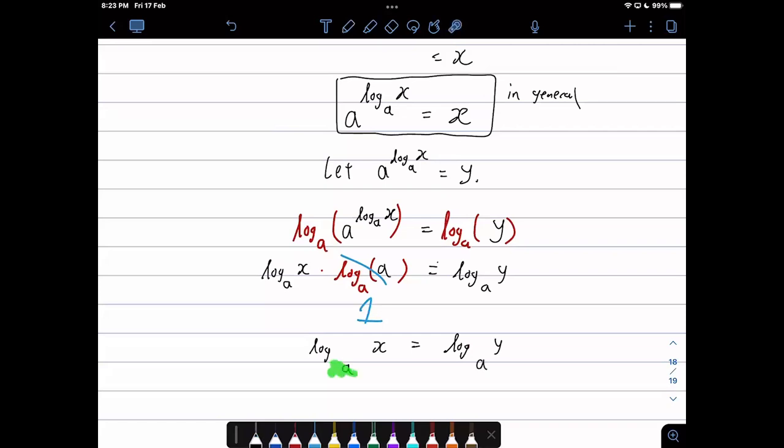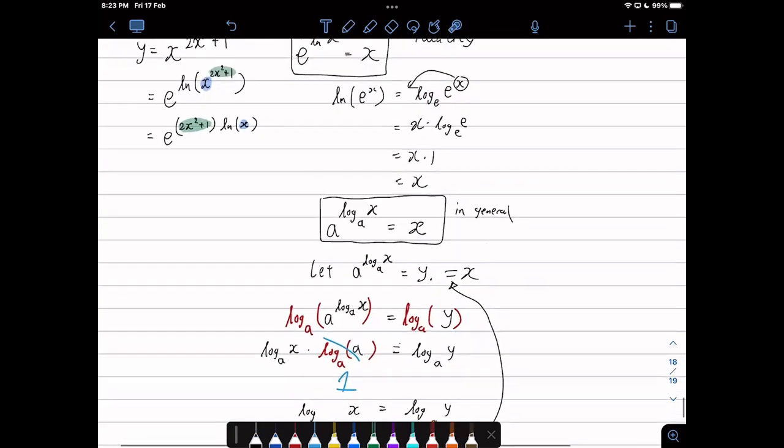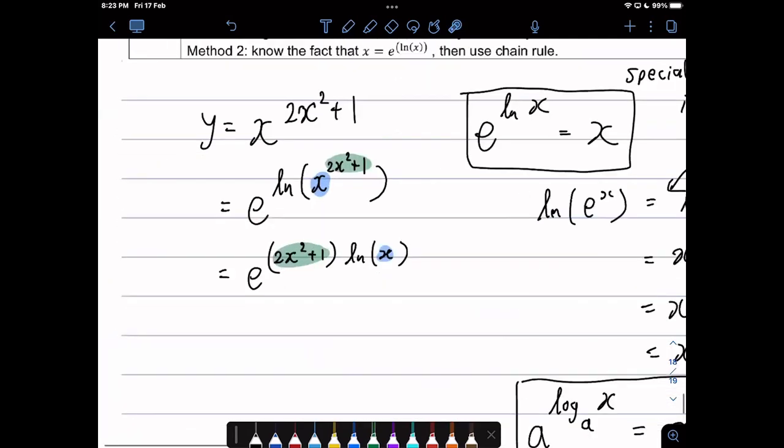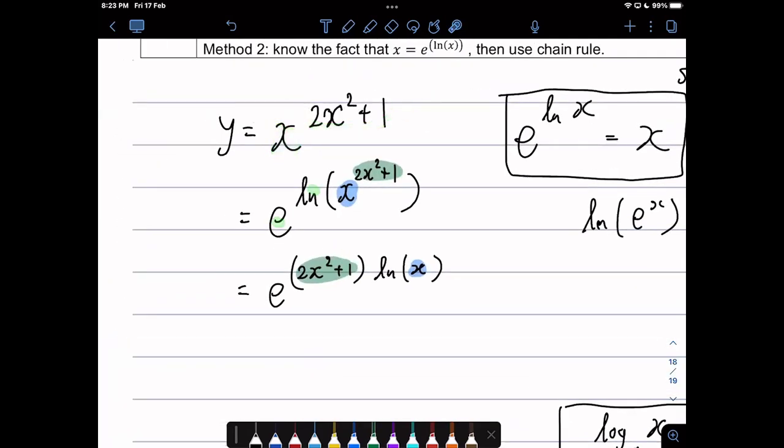Well, you have base a logarithm on both sides, so there's only one thing you can deduce: x equals y. So this is equal to x. That's how you show it. But the main idea is that whenever you have a variable as a base and a variable as a power, we write it as e to the ln, and then you use a logarithm to bring down the power.